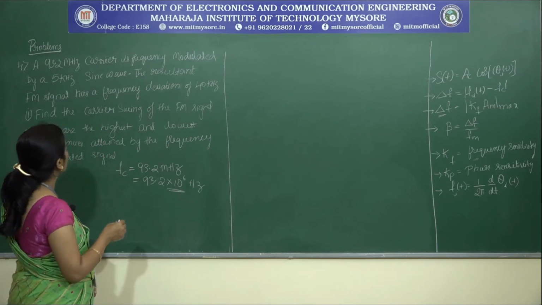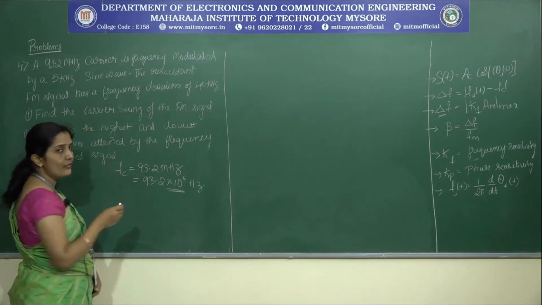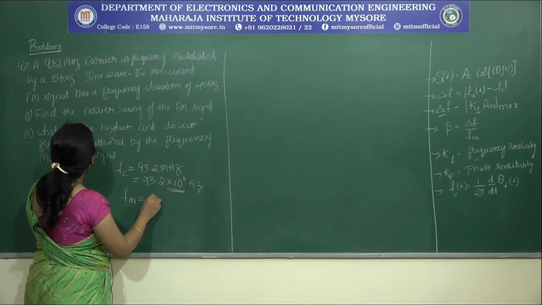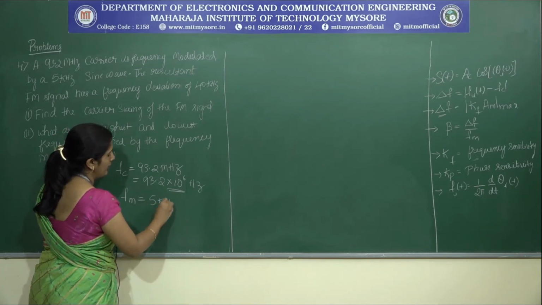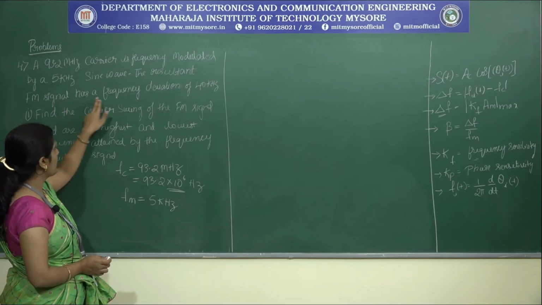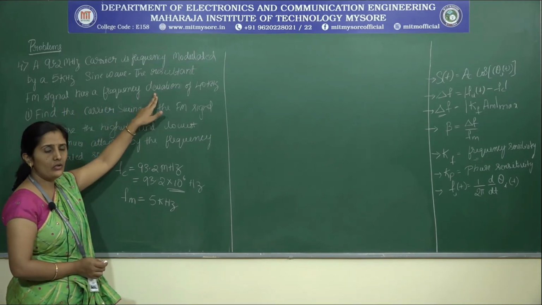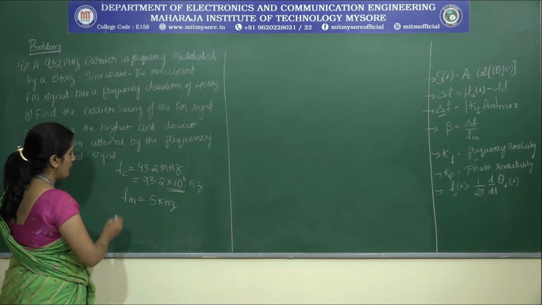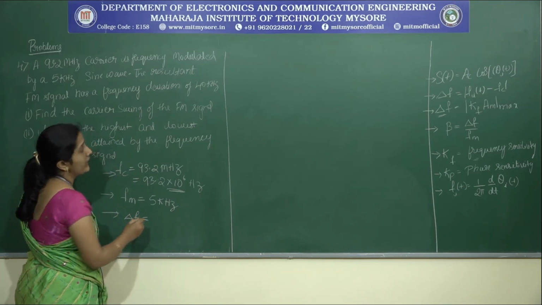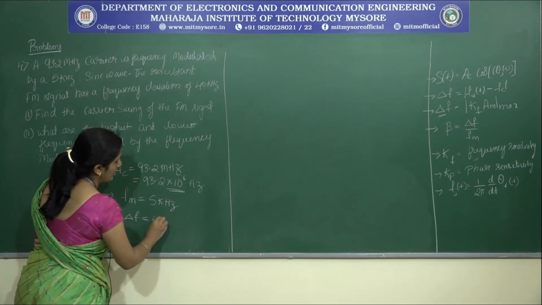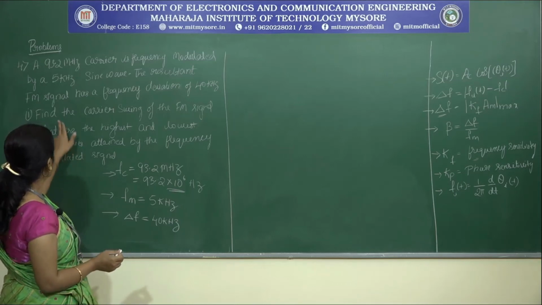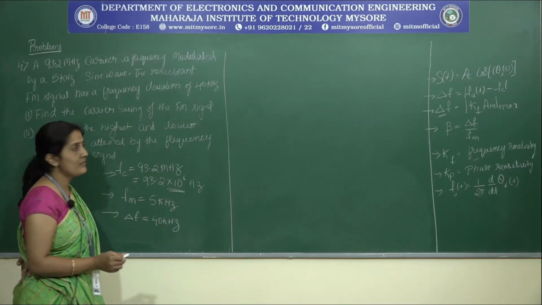And the second one they have given here is that it is modulated by a 5 kilohertz signal. Here this is your Fm, that is what? 5 kilohertz. And they have given the resultant FM signal has a frequency deviation. So we know how to represent the frequency deviation by using delta F. Delta F they have given as 40 kilohertz. They are asking us to find out what? Find the carrier swing of the FM signal.